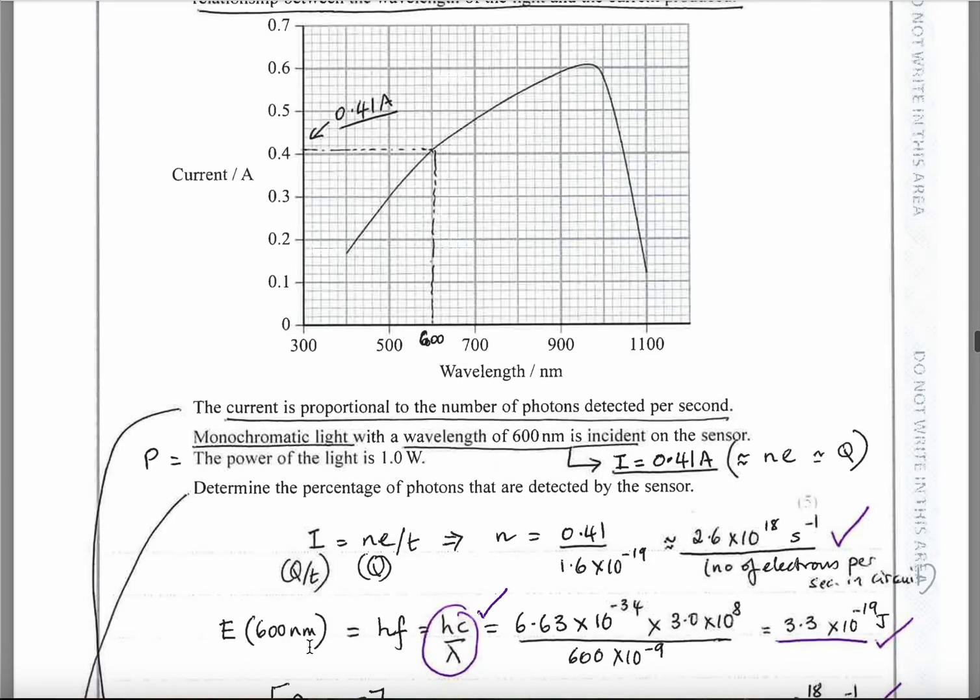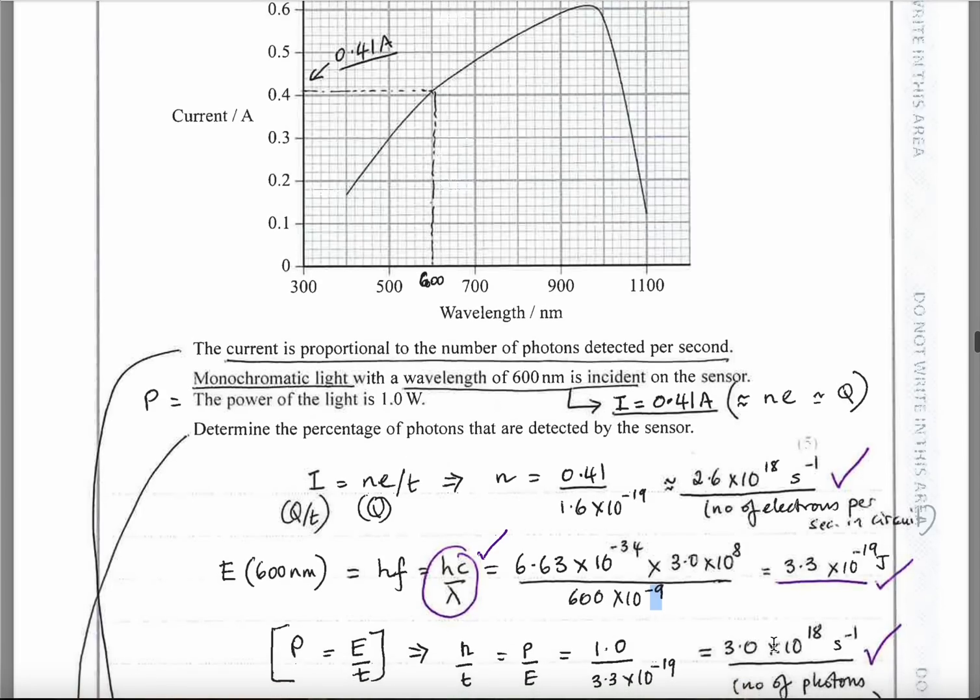And the energy of a 600 nanometer incident monochromatic ray of light is equal to HF, as we talked about before in a previous question, which is the same as HC over lambda. So you get 1 mark from knowing that you have to change it to C over lambda instead of F. Put the numbers in. Here's C, here's lambda. Remember, nano is 10 to the minus 9, so make sure you do that. You then get 3.3 times 10 to the minus 19 joules as the energy of the incoming photons.